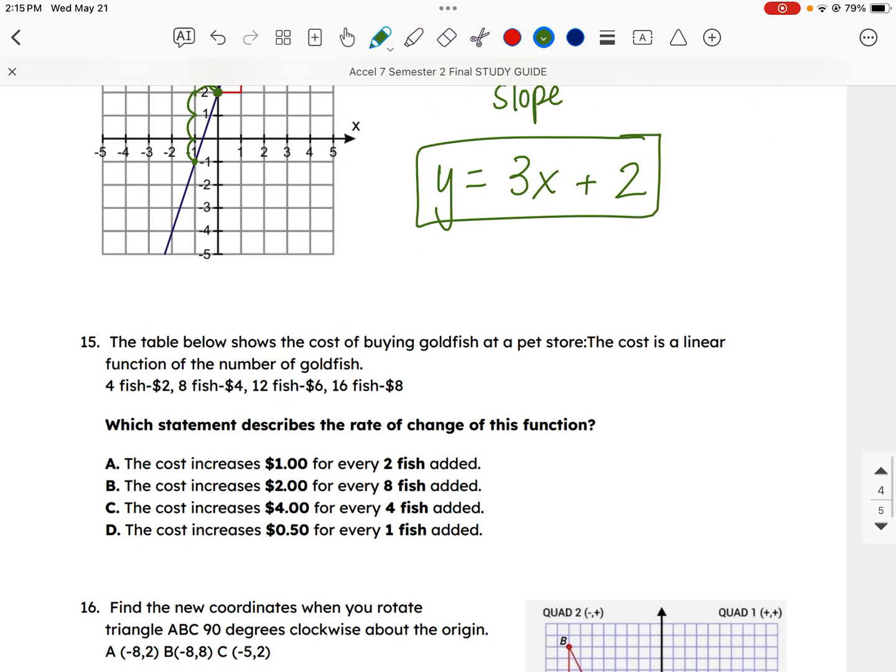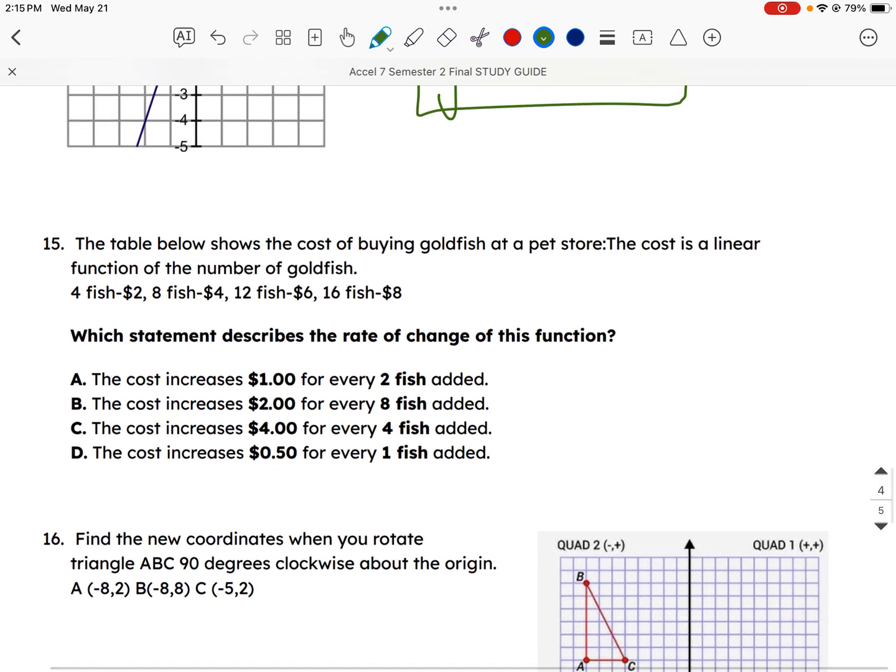All right, let's look at this next question. The table below shows the cost of buying a goldfish at a pet store. The cost is a linear function of the number of goldfish. So here it says 4 fish is $2, 8 fish is $4, 12 fish is $6, 16 fish is $8. Which statement describes the rate of change of this function? So the cost increases $1 for every 2 fish added. Let's see if that would be true.